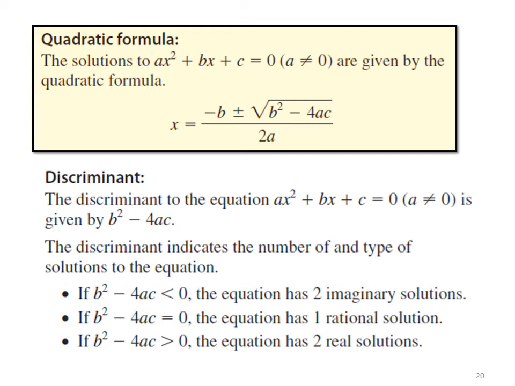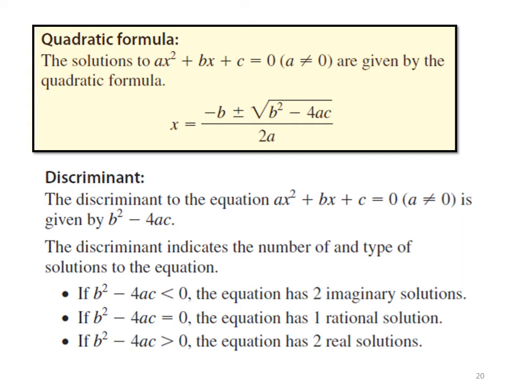The third method to solve quadratic equations is using the quadratic formula. Again, this is to solve a quadratic equation, ax squared plus bx plus c equals 0, and a does not equal 0. The solutions can be given by applying the formula. Your solutions will be x equals minus b minus or plus the square root of b squared minus 4 times a times c, divided by 2a.